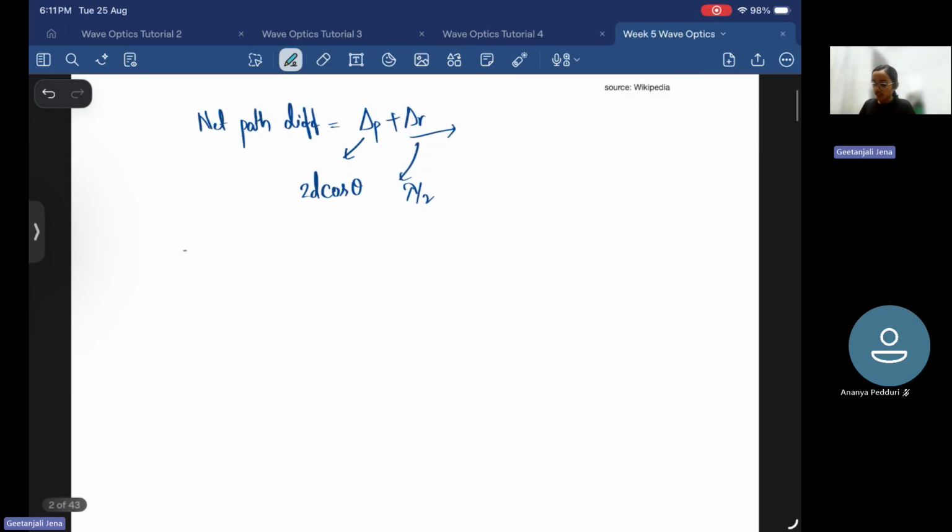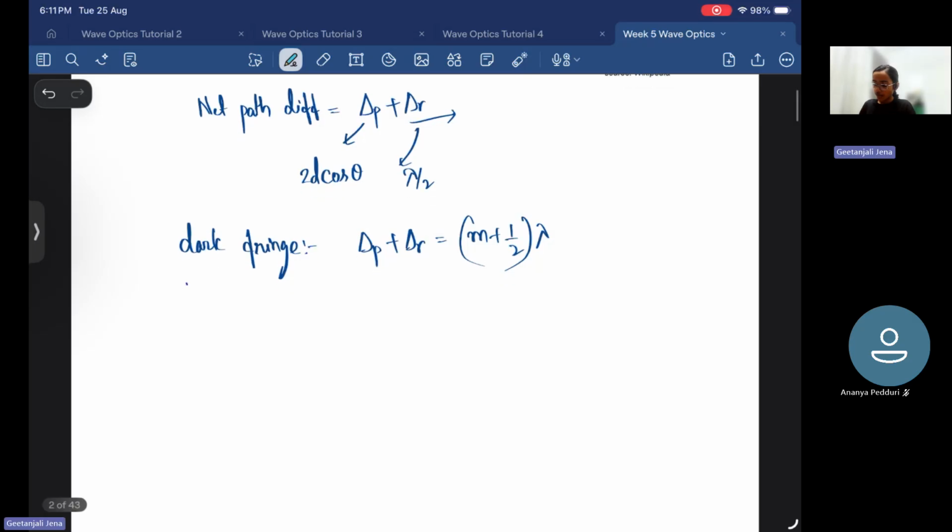Now, to get a dark ring or dark fringe, the net path difference should be equal to the usual condition, which is m plus half lambda. And for a bright fringe, we need the path difference to be m lambda. So m starts from 0, 1, 2, 3.